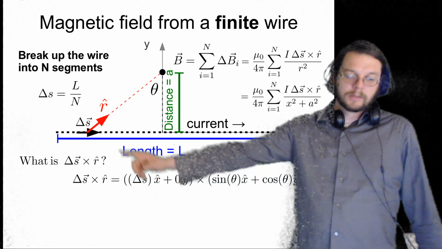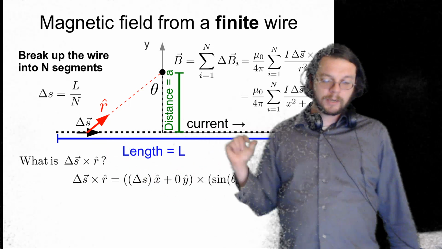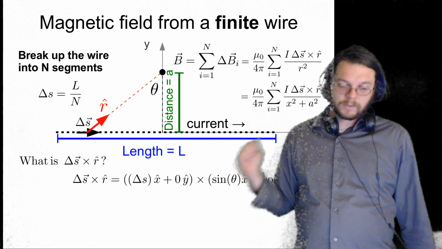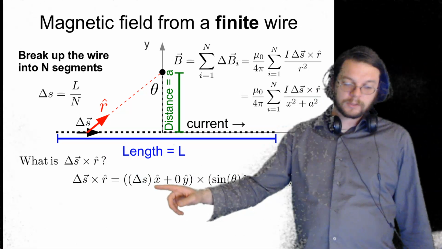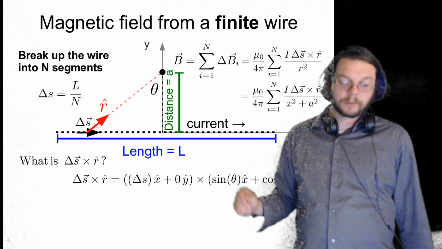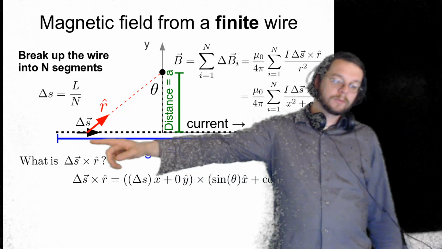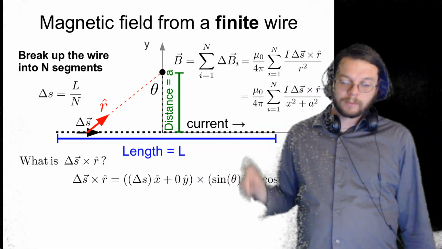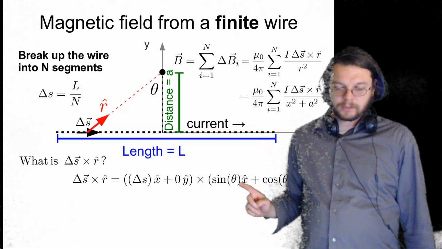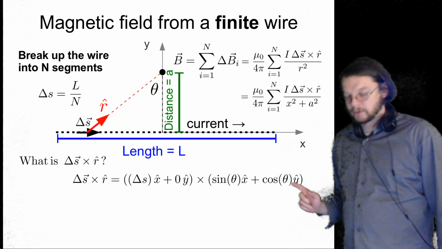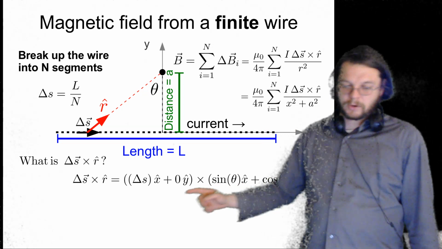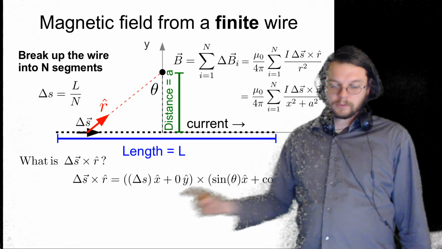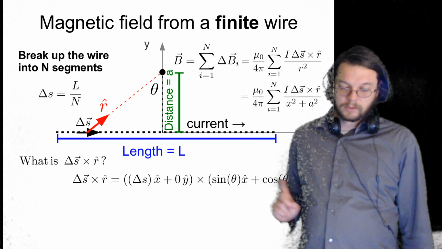You're saying that delta S is only in the x hat direction. Suppose in the notation of physics 1250 would say this is I hat, but whatever. So delta S is only in the x direction. But r hat is a little bit in the x direction and it's a little bit in the y direction. And so when you do the cross product, you sort of cross multiply all this stuff.